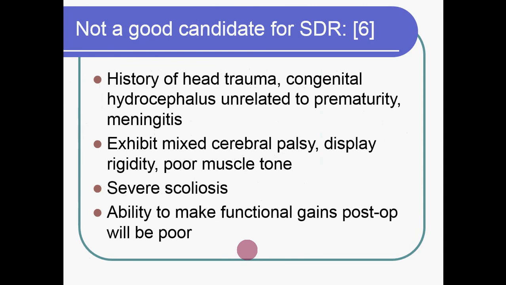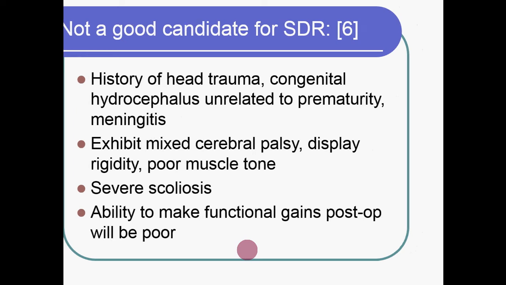Children who are not a candidate for selective dorsal rhizotomy include having a history of head trauma, congenital hydrocephalus unrelated to prematurity, or a history of meningitis. They exhibit mixed cerebral palsy, display rigidity or poor muscle tone. They demonstrate severe scoliosis, and the likelihood of their making functional gains post-op is poor.